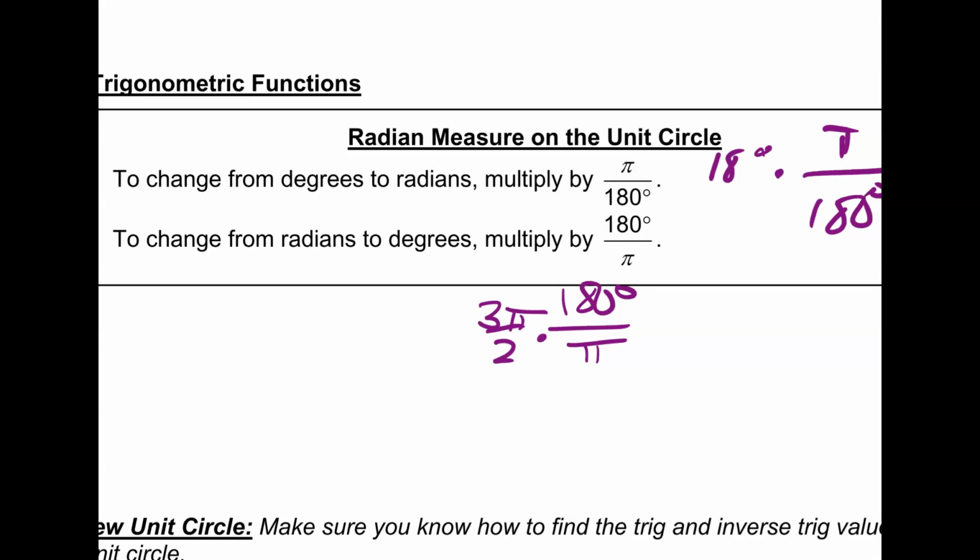I just look at what I want to get to. I want to go to degrees. Degrees has to be on top. We know 180 is equal to pi, so that's our conversion factor.